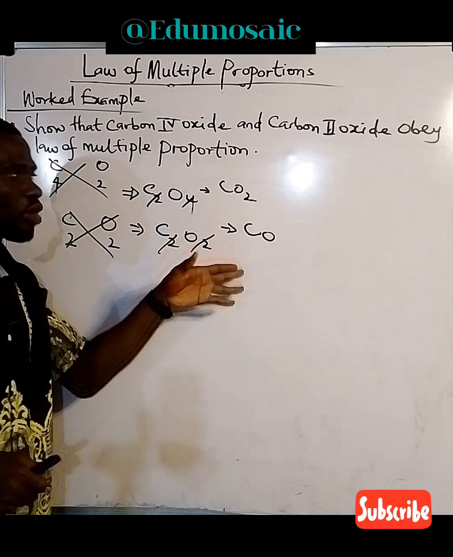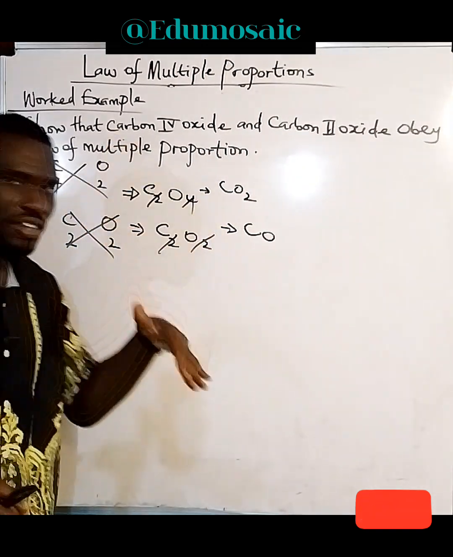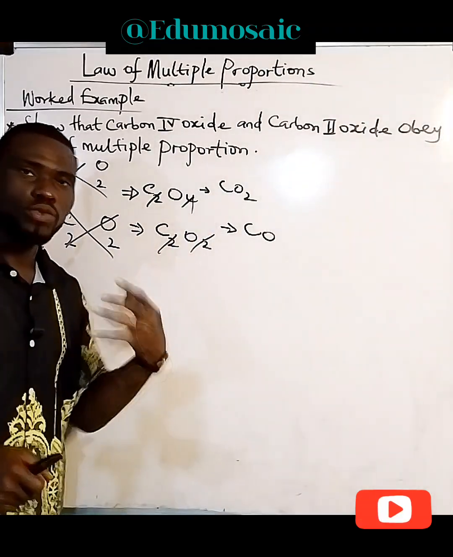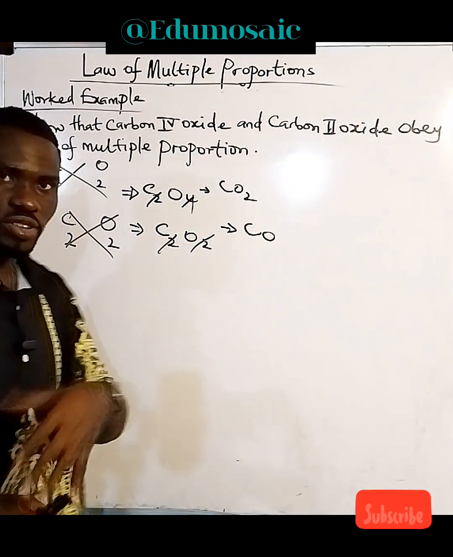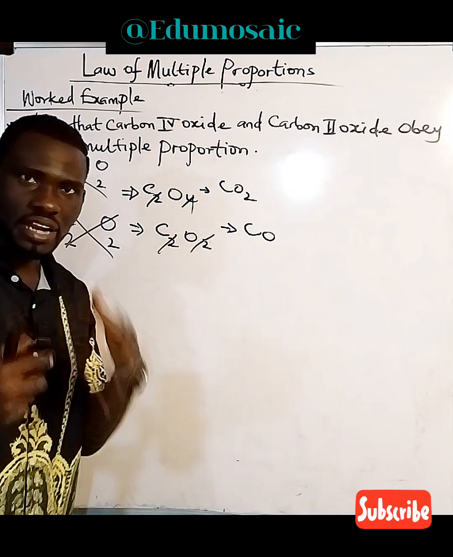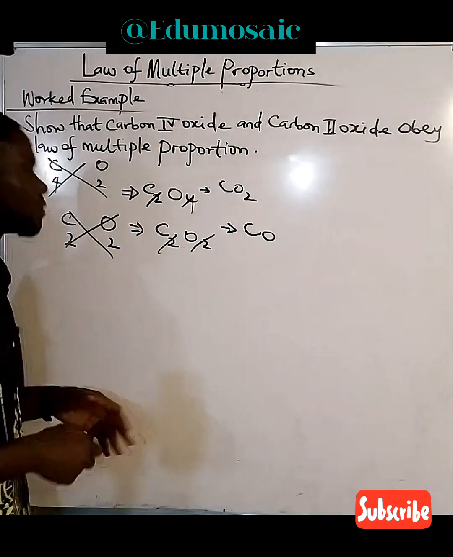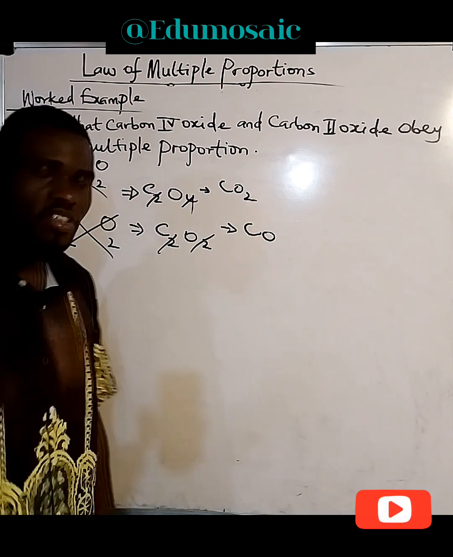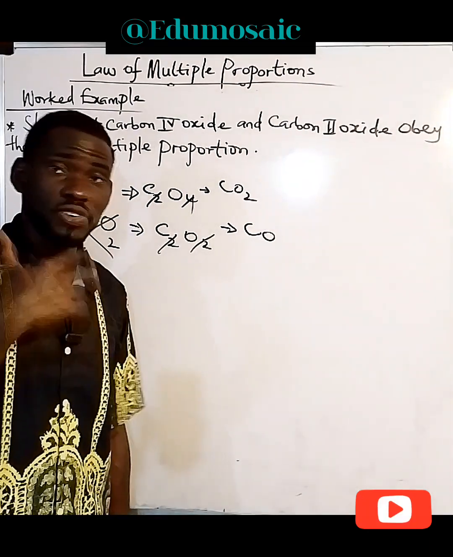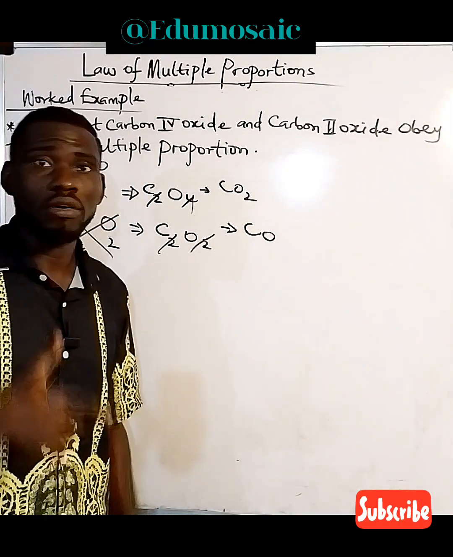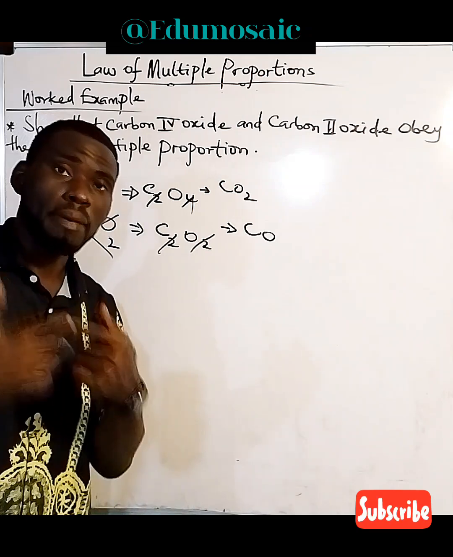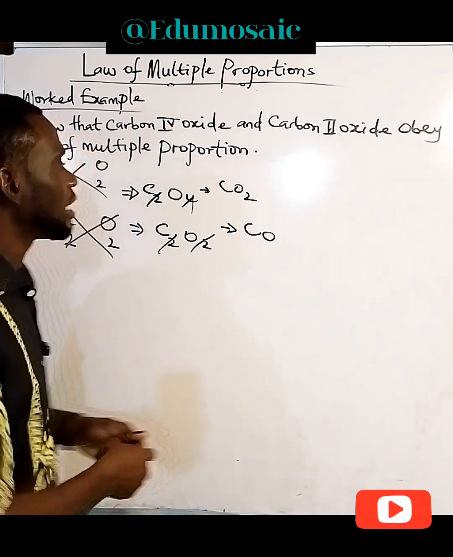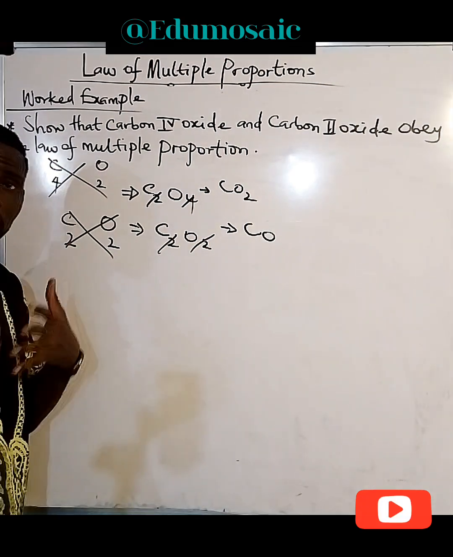Now, how do we use this 2 to show the law of multiple proportion? How do we use this to explain what John Dalton saw while working on different atoms of elements? Now, don't forget the law. The law says that provided the various atoms of a given element combine with a fixed mass of an atom of another element, they do so in a simple ratio, forming multiple compounds.